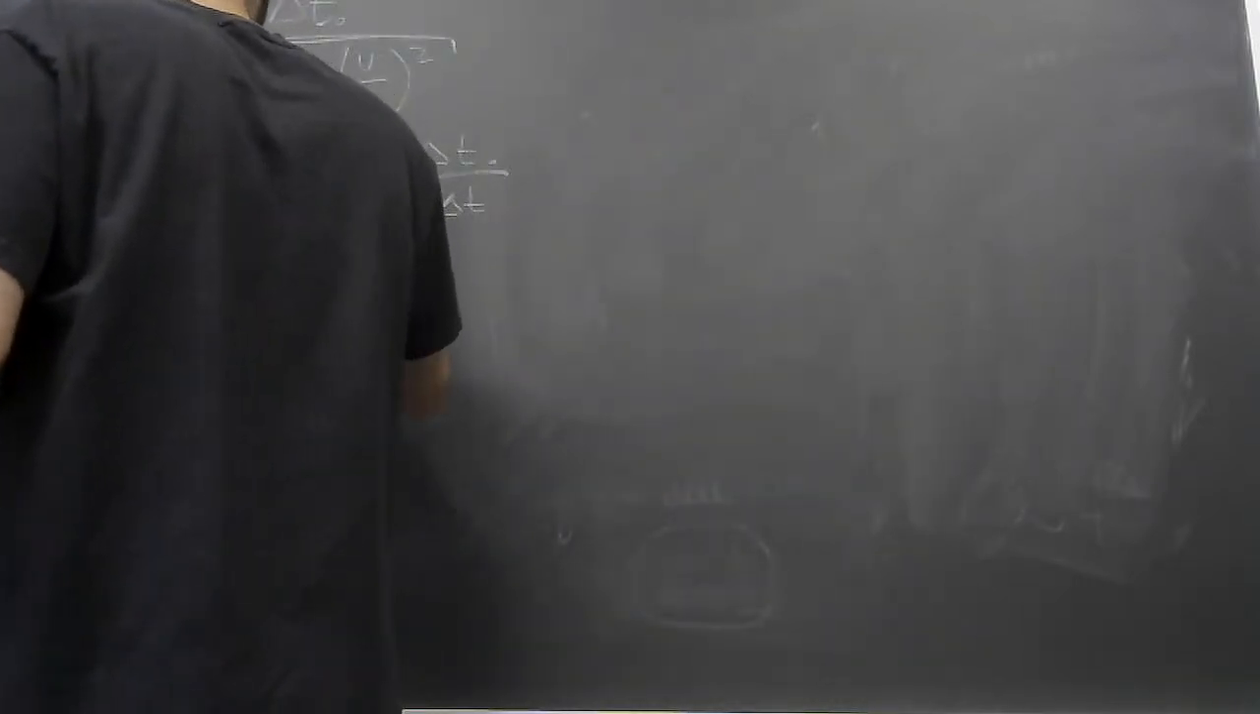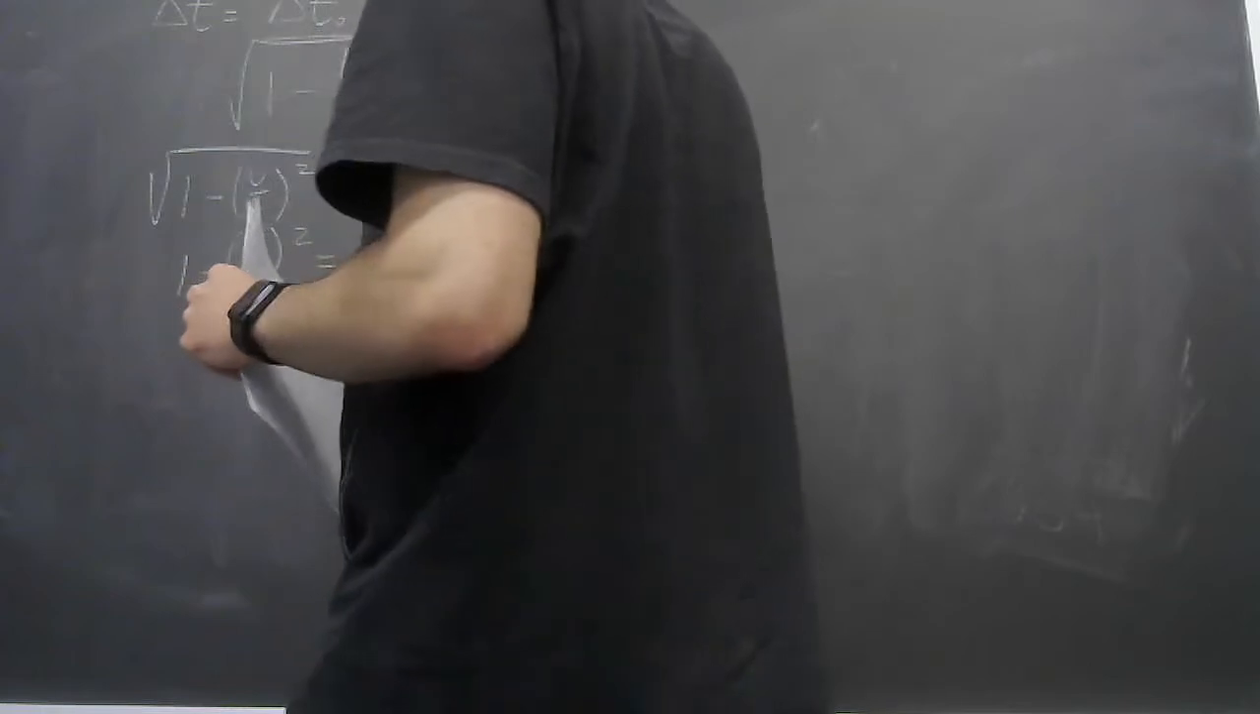I'm just going to write it. 1 minus v over c squared equals delta t naught over delta t squared. So then we're going to bring this to the left side and bring this to the right side. So 1 minus delta t naught over delta t squared equals v over c squared.